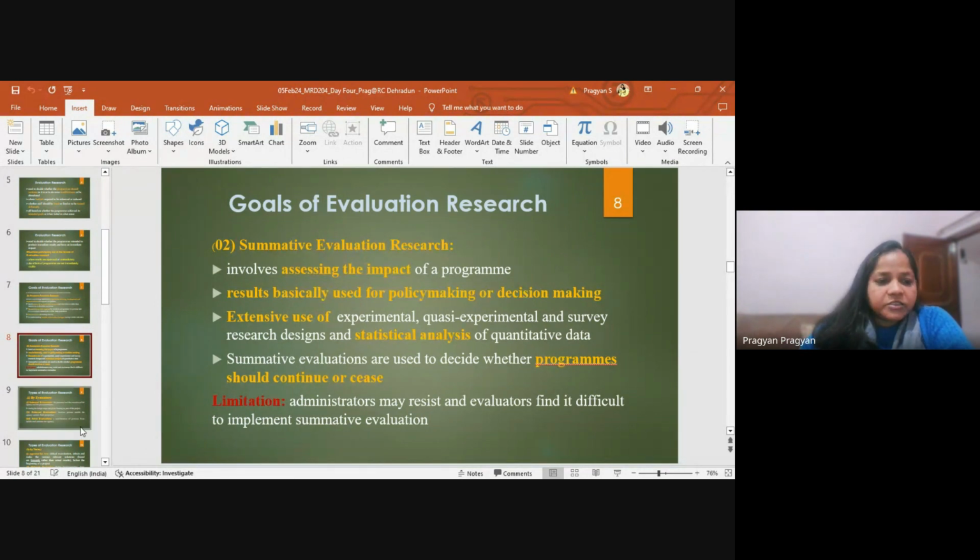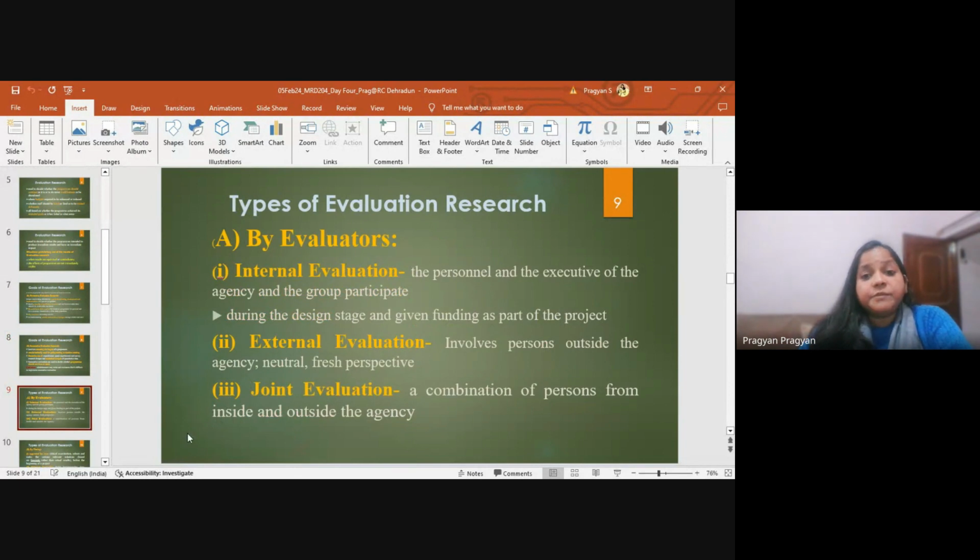Now, let's talk about types of evaluation research. As we were trying to understand the limitations, we can make out that these limitations are going to be affected by various factors. So we can have two categories regarding types of evaluation research. One category is going to focus on the evaluators, that means who is going to conduct that evaluation research.